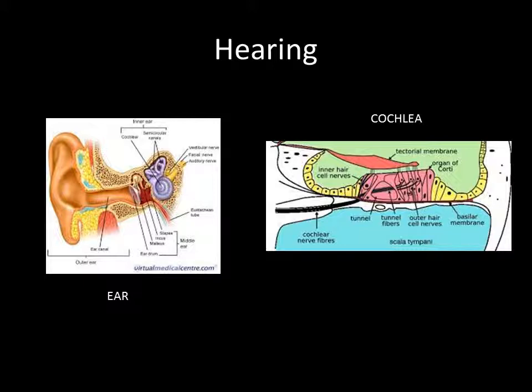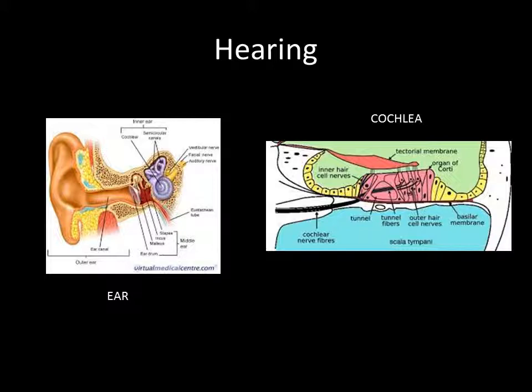Earwax, or cerumen, helps prevent dirt and foreign bodies from reaching the bony portions of the ear. It actually serves as protection. So the auditory canal eventually reaches what's known as the tympanic membrane. As sound travels down the external auditory canal, it hits the tympanic membrane, or the eardrum.